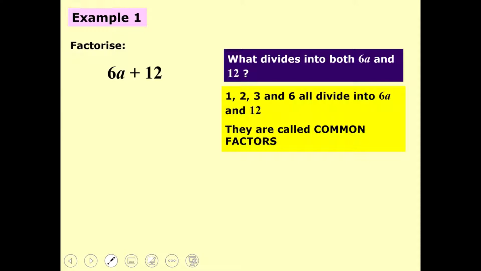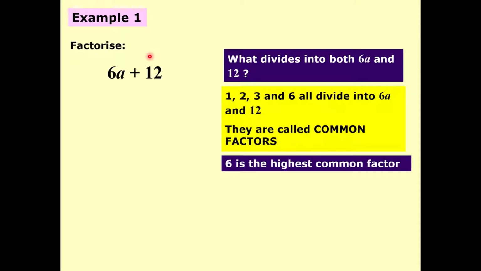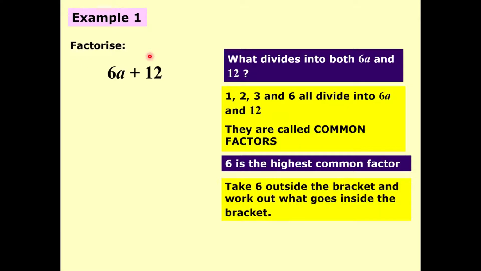And that's what we're trying to find. We need to find a common factor between our terms that we're trying to factorise in our expression. And we need to identify the highest common factor. So in this case it is 6. So to start our factorising, we are going to take 6 outside of the bracket, like this, and work out what goes on the inside.